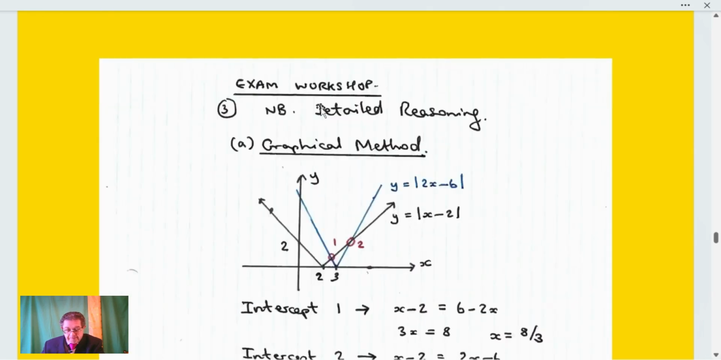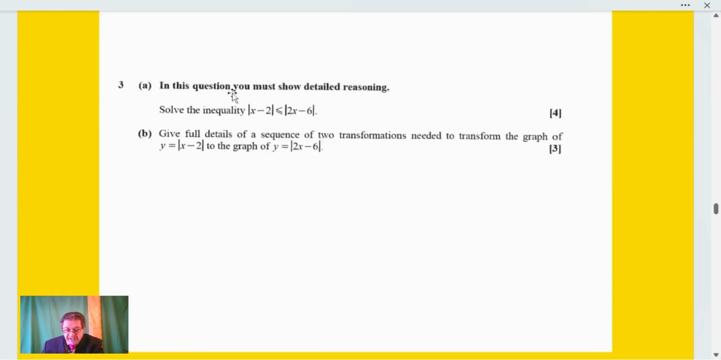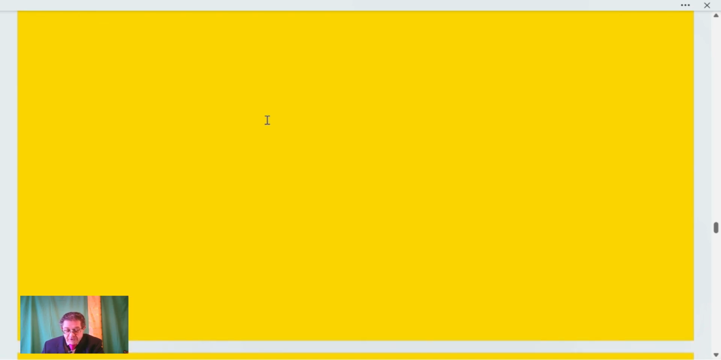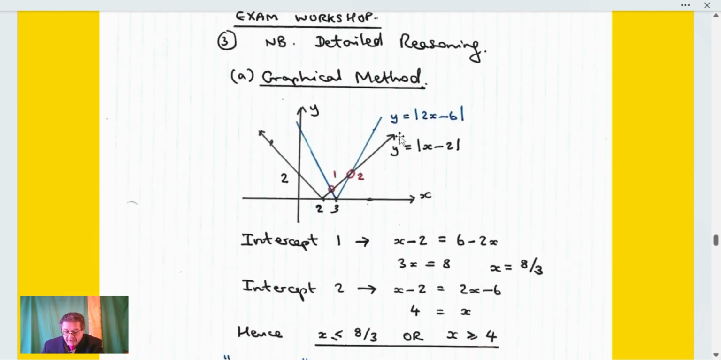Right, part B of the question. We are still in a question where we need detailed reasoning. It says, give full details of a sequence of two transformations needed to transform the graph of y equals mod of x take 2 to the graph of y equals mod of 2x take 6. That is, back to these two graphs to transform this one into this one.